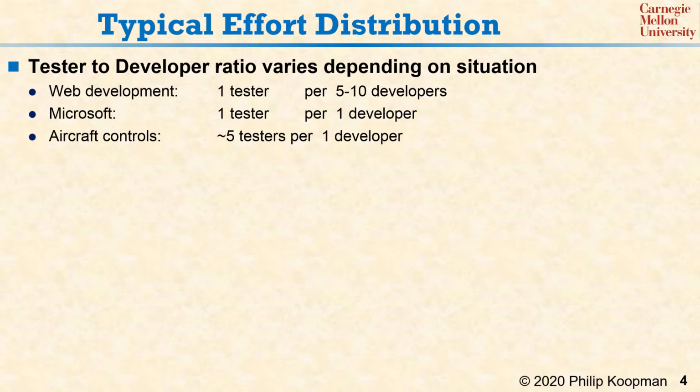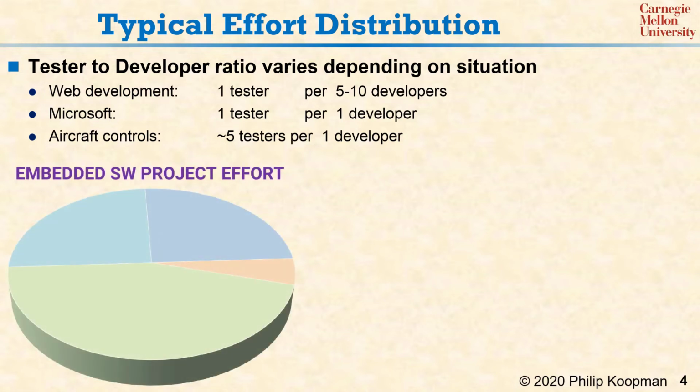Based on extensive interactions with embedded system companies that make highly reliable software, we have found that it is common to have a tester-to-developer ratio of about 1 tester for every 1 developer. The effort tends to divide up in the following way.